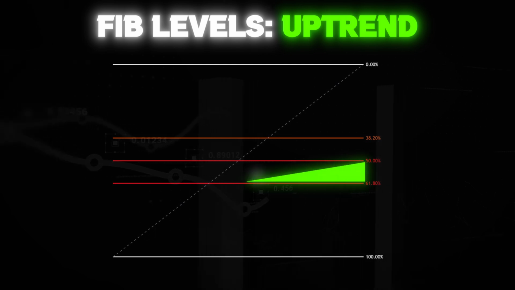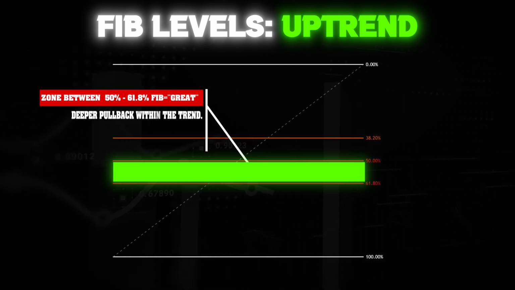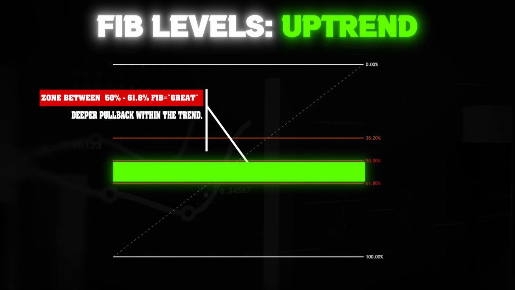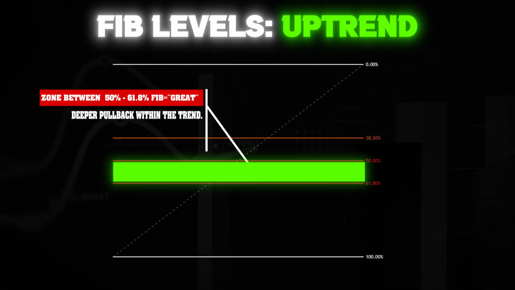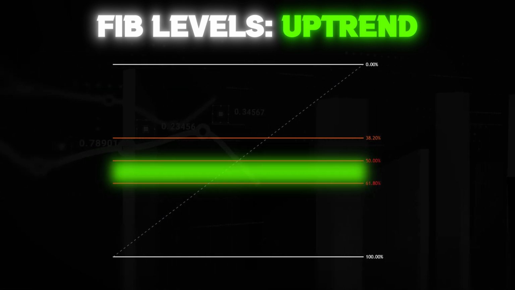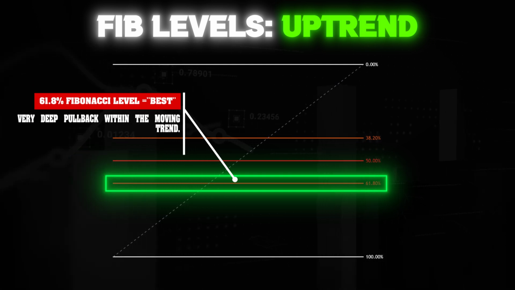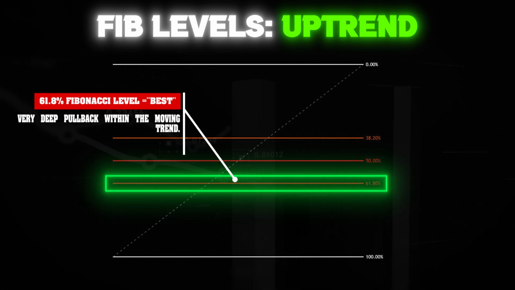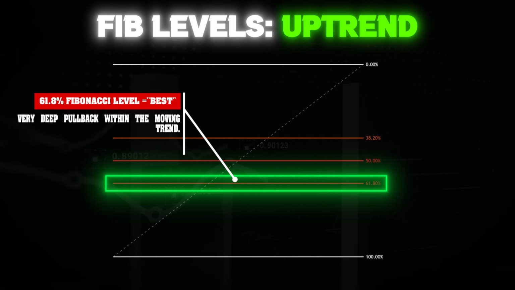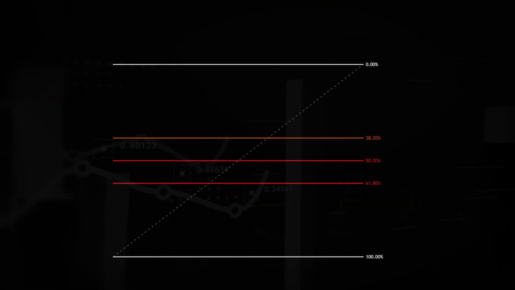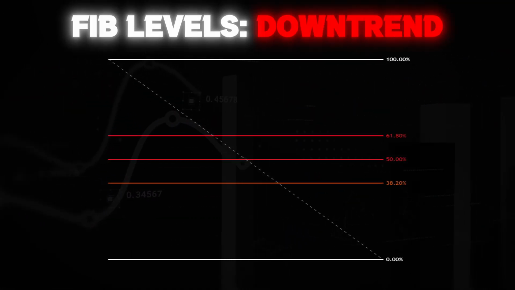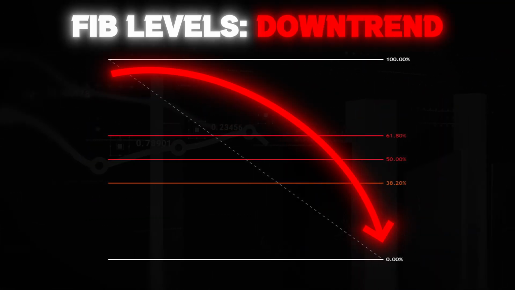Next is the zone between the 50% and 61.8% Fibonacci levels, which we refer to as great, because it indicates a deeper pullback within the trend. Finally, we have the 61.8% Fibonacci level, which we consider the best as it signifies a very deep pullback within the moving trend. Now, let's look at how these levels apply in the opposite direction during a downtrend.